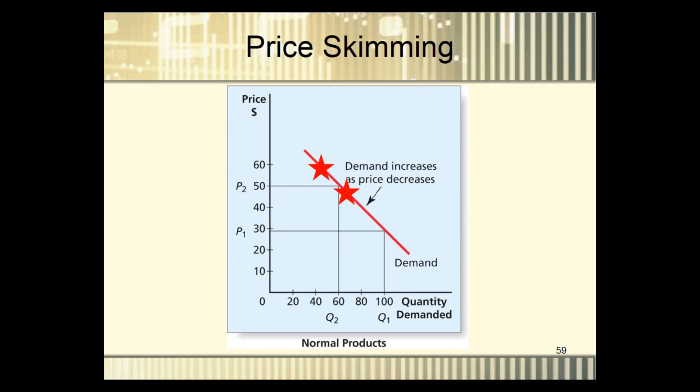The term price skimming comes from skimming the cream off the top. There's going to be some demand no matter how high the price is, so we'll go ahead and price it high, skim the cream off the top, and once we've got that, then we'll lower the price, get some more, maybe even lower the price even more, and get some more. This is known as price skimming.